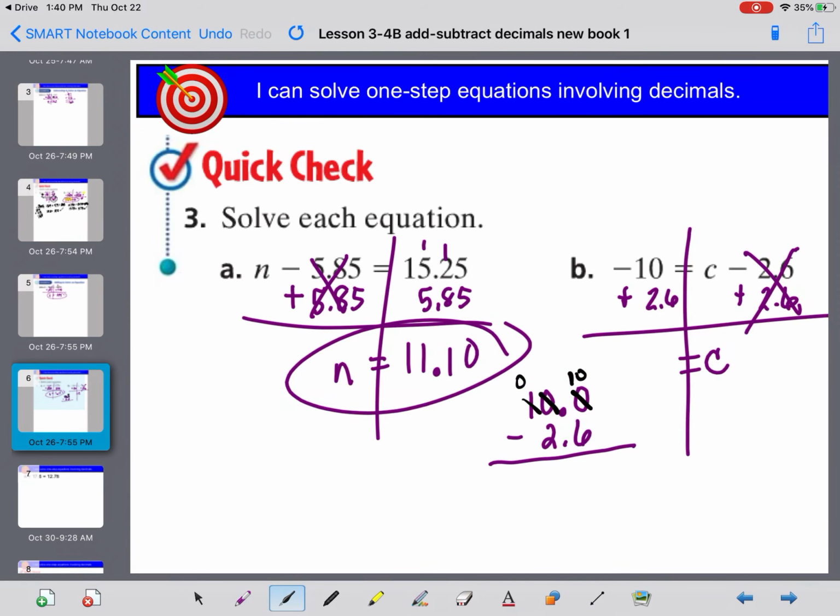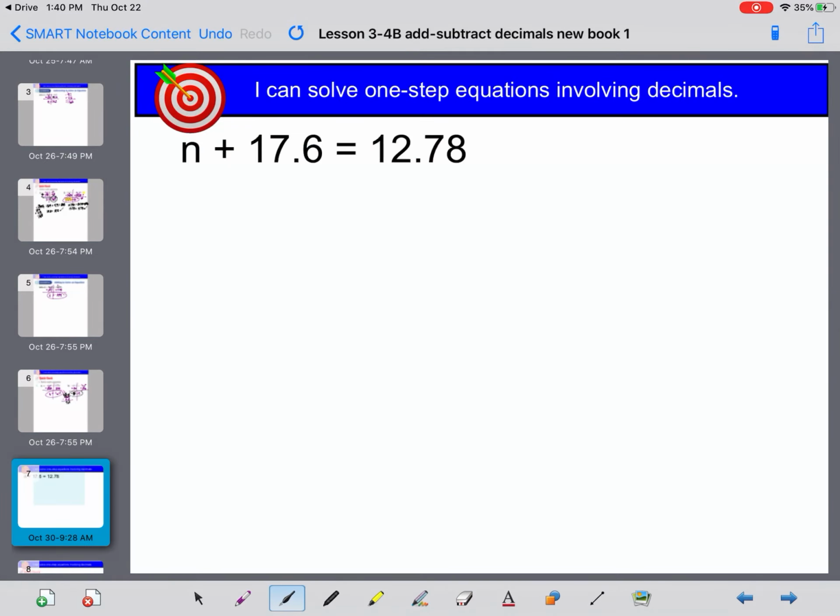I need to borrow all the way out here. 10 minus 6 gives me 4. 9 minus 6 is 7. So my answer is 7 4/10, and the bigger absolute value is negative, and so negative 7 4/10. The next one.